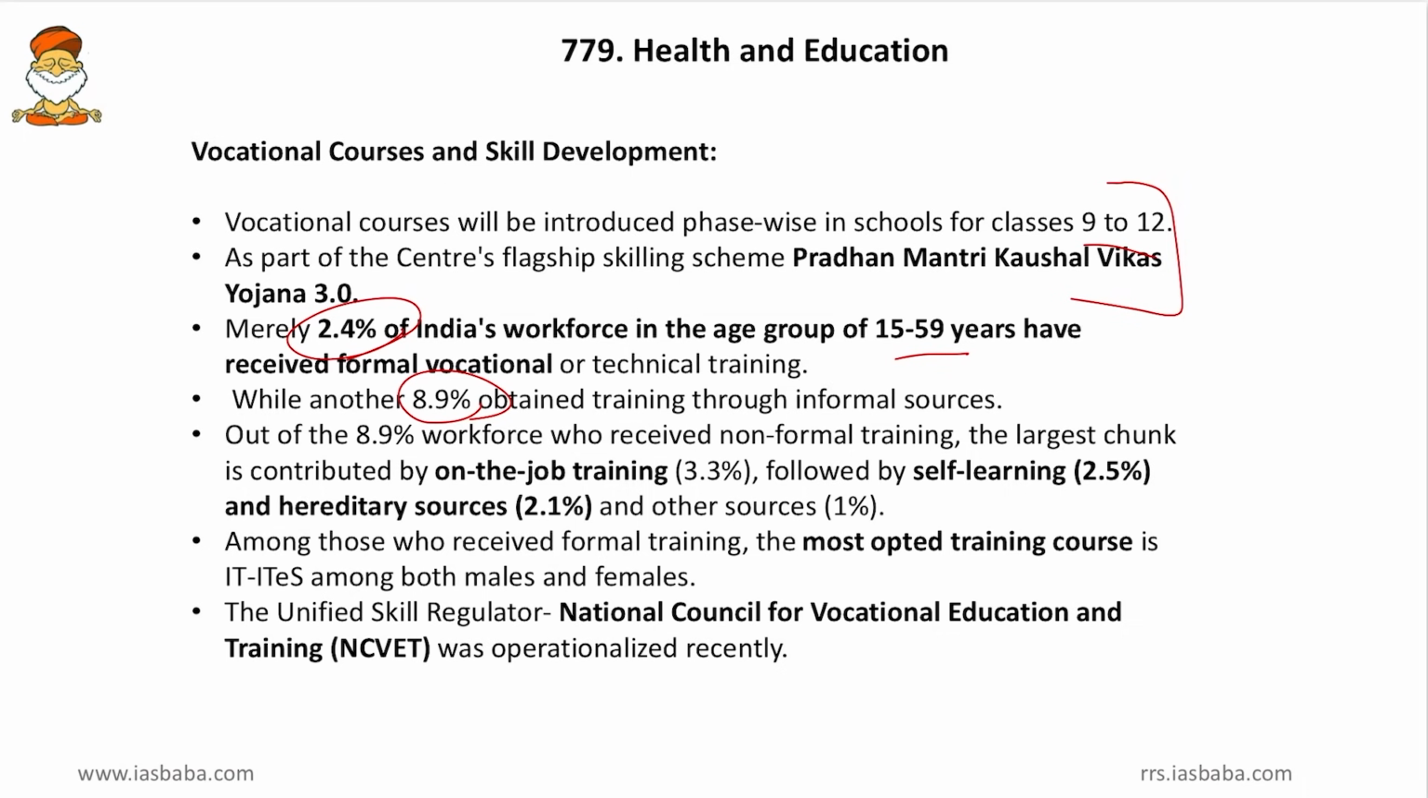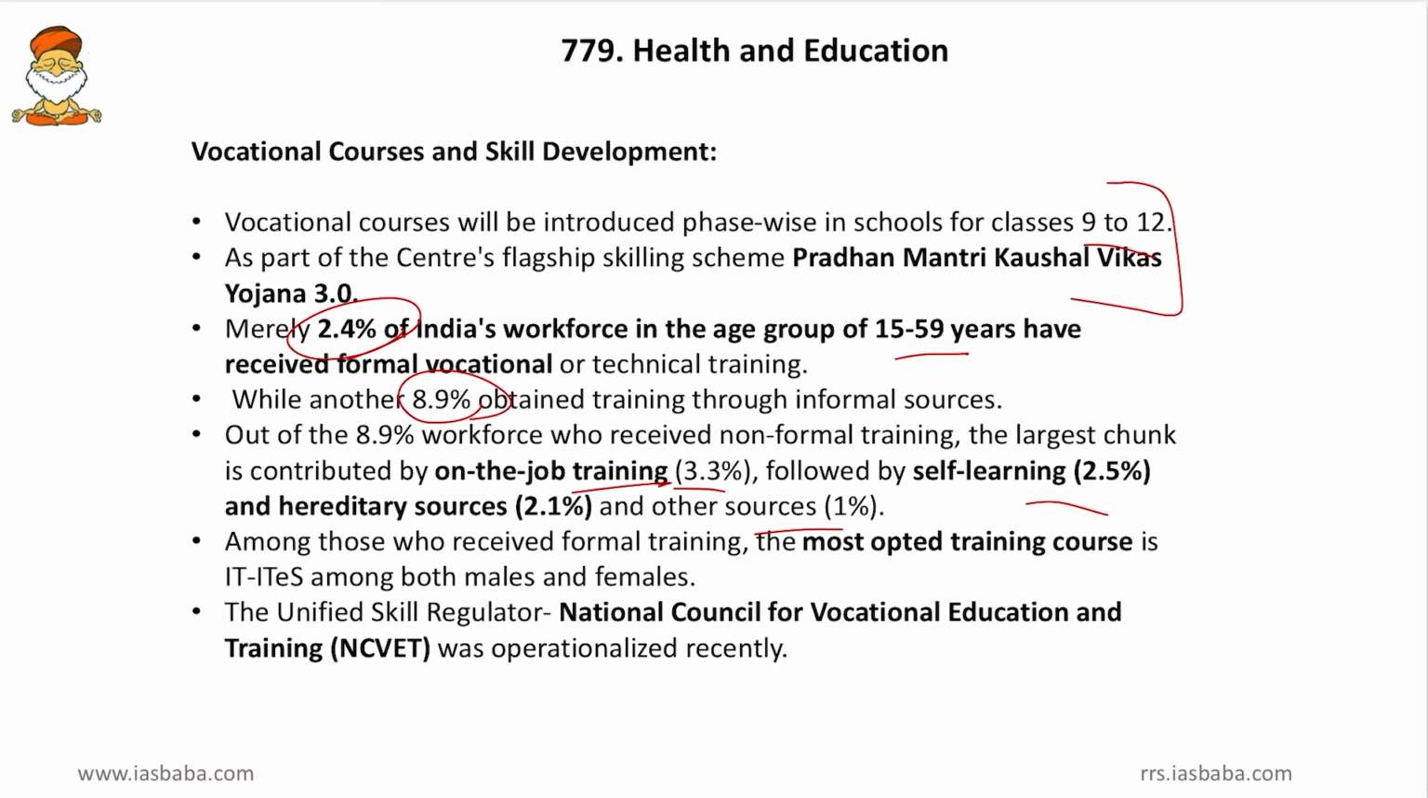Then out of the 8.9% workforce who received non-formal training, the largest chunk is contributed by on-the-job training. So friends, on-the-job training is one of the major chunks that form the informal training of the workforce regarding skill development. Then the second one is self-learning, that is learning on our own with the help of YouTube and others. Then hereditary sources. Friends, hereditary sources means learning along with our parents, and then other sources 1%. So this on-the-job training, then self-learning, then hereditary, then other sources. These statistics, if you remember, it will be good.